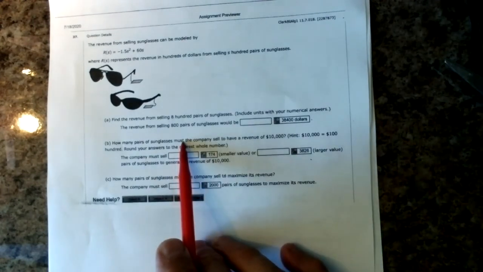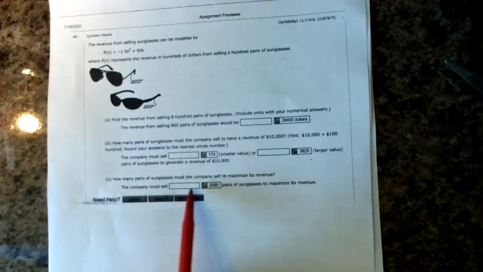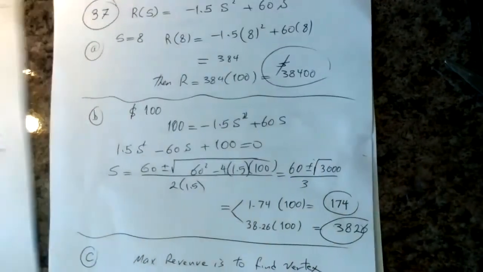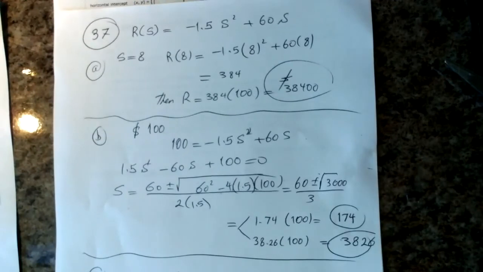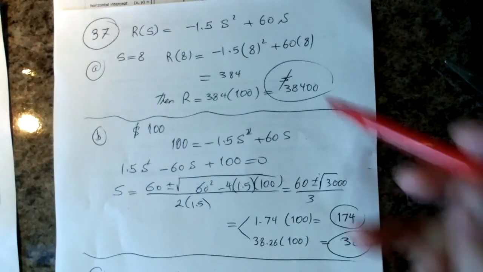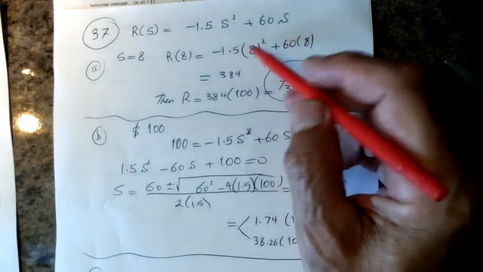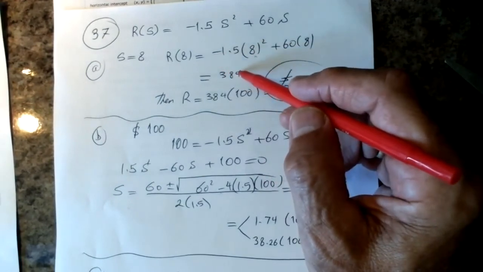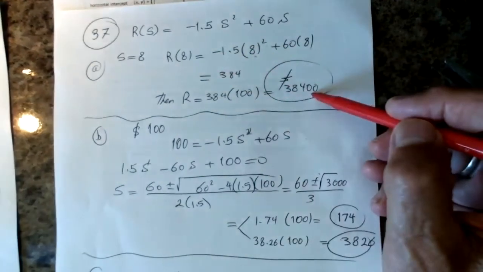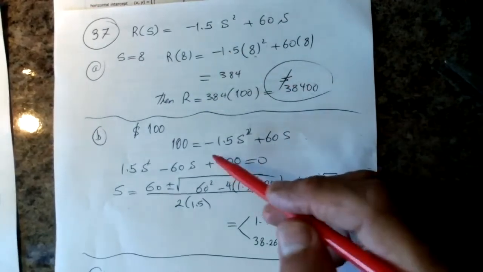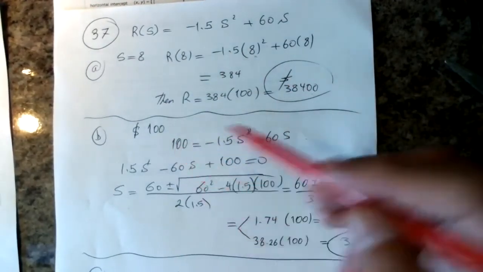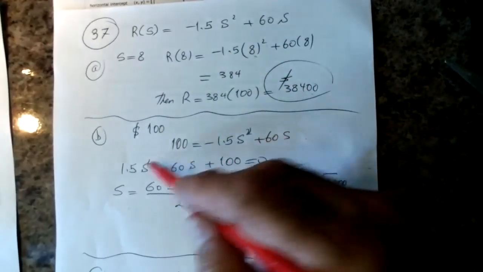Second part, they are saying, if we give you R, find the S. And this is also very similar to that. See, this is a solution for it. First, they tell you if it's 8, you put it here, you find the R(S). But since it's in hundreds, you multiply by 100. Second part, they give you these numbers, and they want you to find the S. You have to use the quadratic.